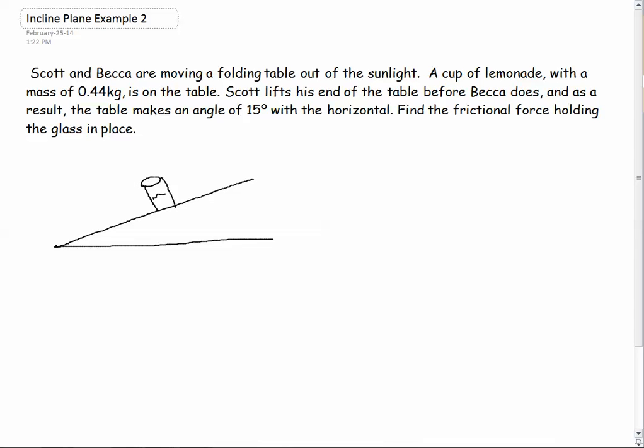Okay, so here's our glass. We know our angle is 15 degrees and it has a weight. We weren't given the weight in this question, so we're going to have to calculate it. We were given the mass, so we take 0.44 kilograms and we multiply it by 9.81 meters per second squared. And that gives us a weight of 4.3164 newtons. So we've got our weight.